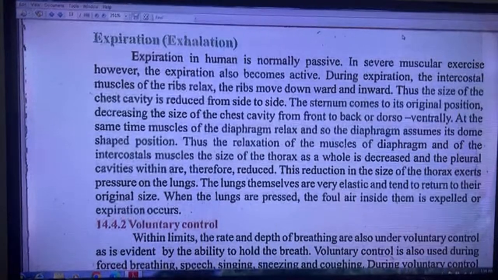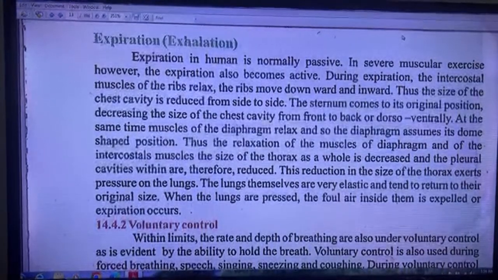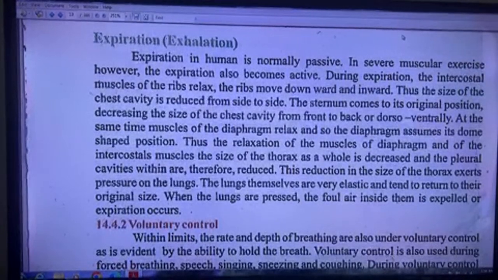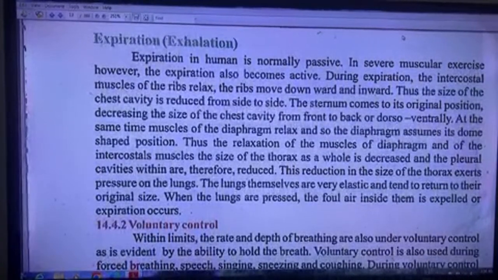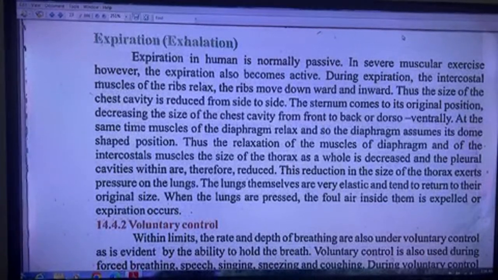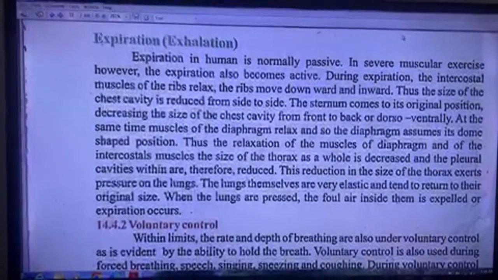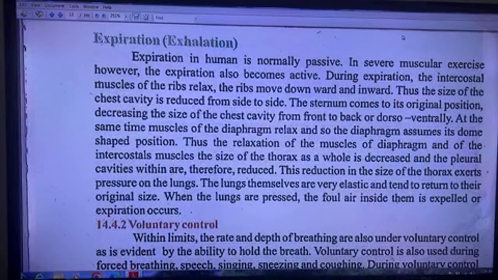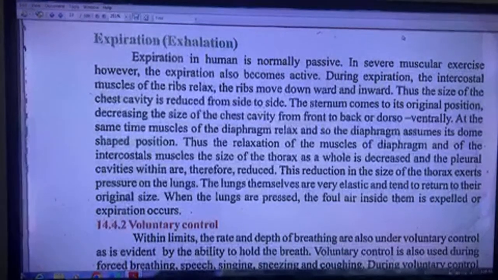At the same time, muscles of the diaphragm relax, and so the diaphragm assumes its dome-shaped position. Thus, with the relaxation of the muscles of the diaphragm and of the intercostal muscles, the size of the thorax as a whole has decreased and the pleural cavities within are therefore reduced. This reduction in the size of the thorax exerts pressure on the lungs. The lungs themselves are very elastic and tend to return to their original size.